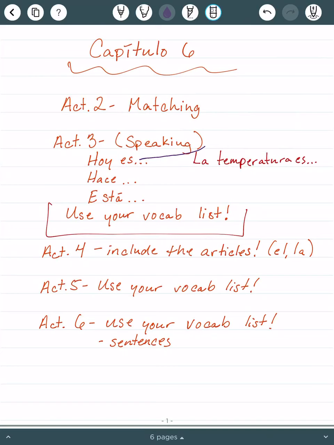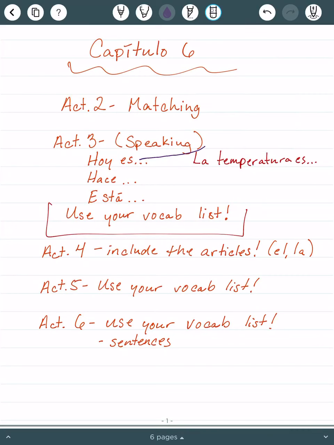Take a look at Activity 3, though. That is a speaking assignment. So it's a pretty big deal. Definitely take it seriously. It's a big part of your grade. Now, in the directions it says, what's the weather like today? Say the date and then describe what kind of day it is today.